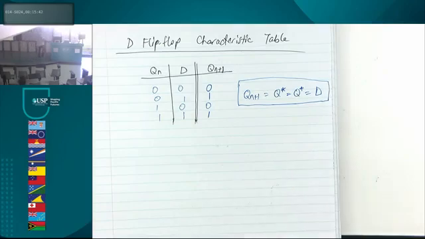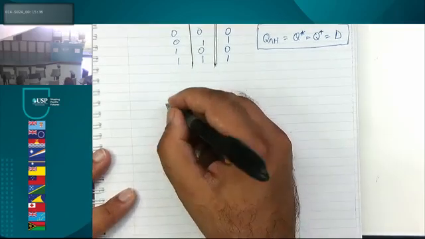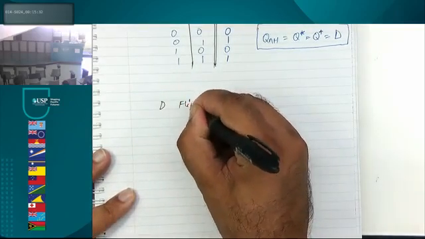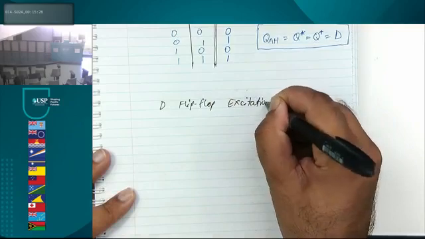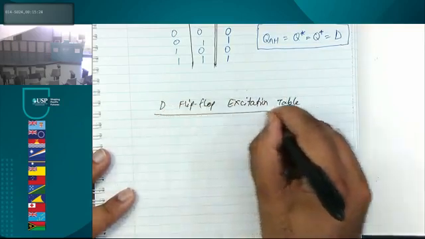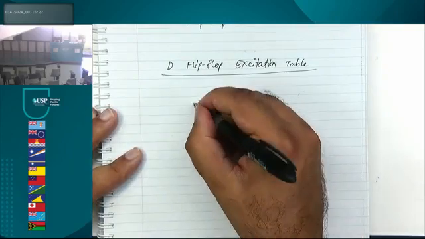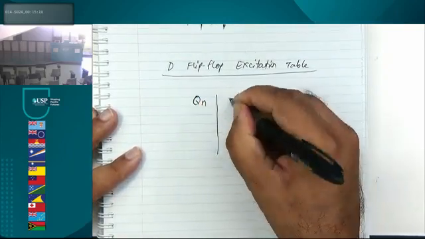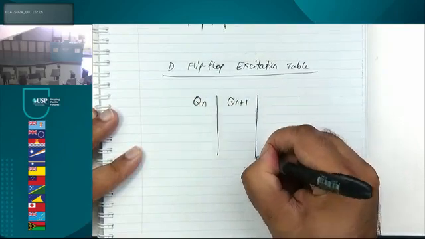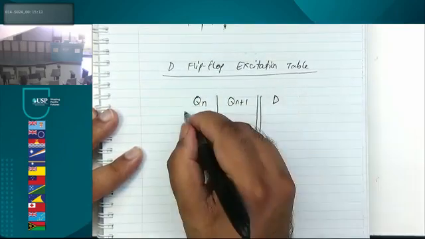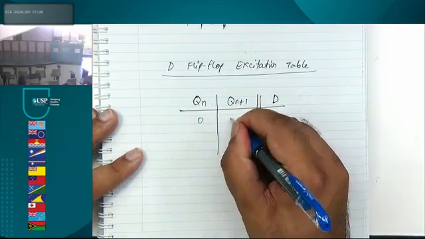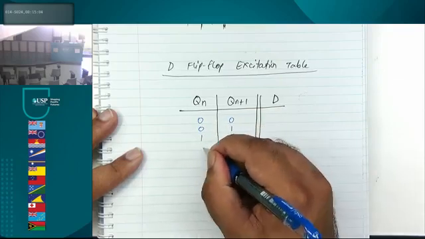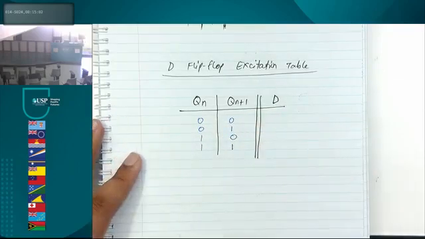Let's now look at, after the characteristic table, what is the next one? It's the D flip-flop excitation table. In the excitation table, you always have Qn. You always have Qn plus 1. You have your current state and your next state. But you want to go backwards and find what your D is. All right? So, if there are two inputs, how many possible combinations? 4 possible combinations. All right.